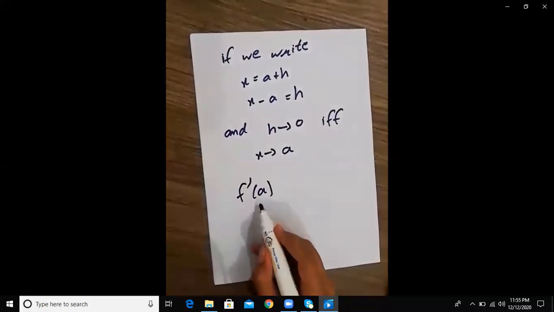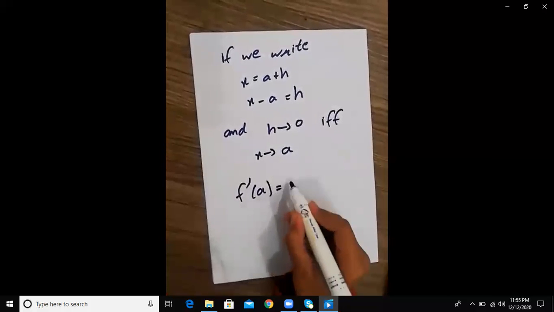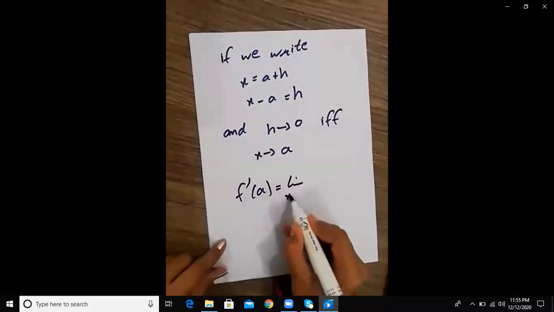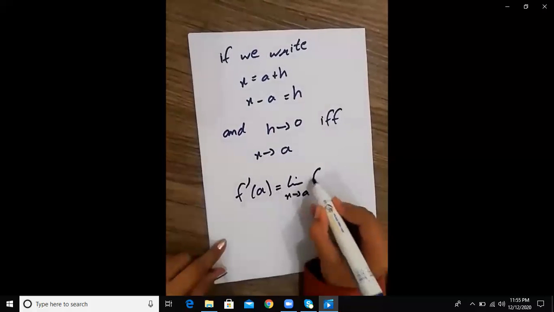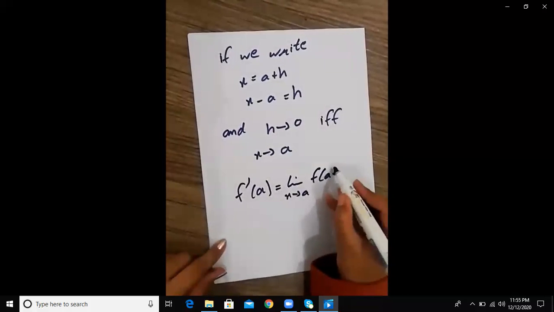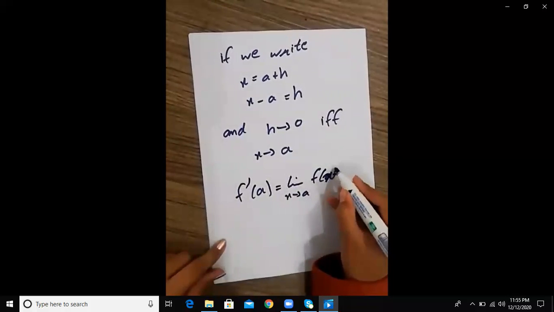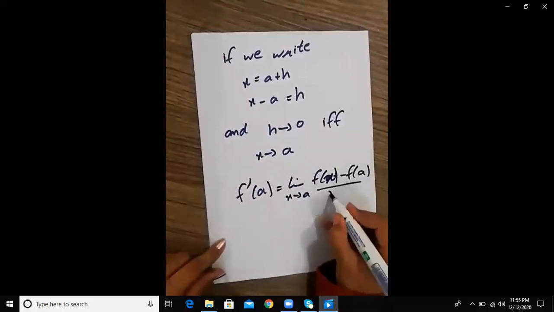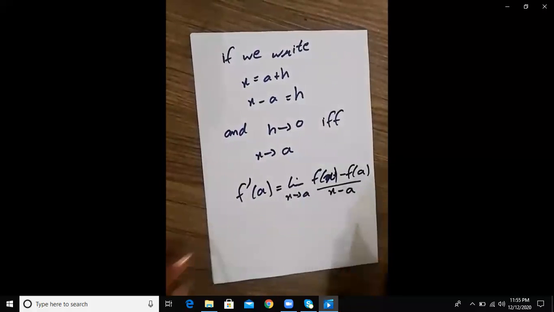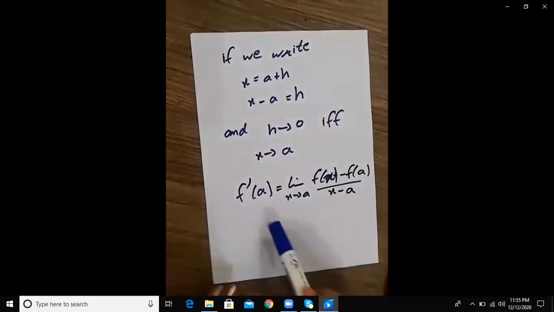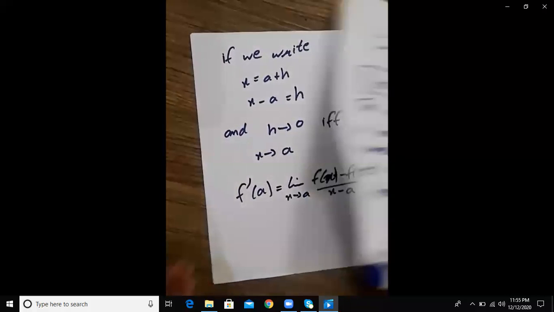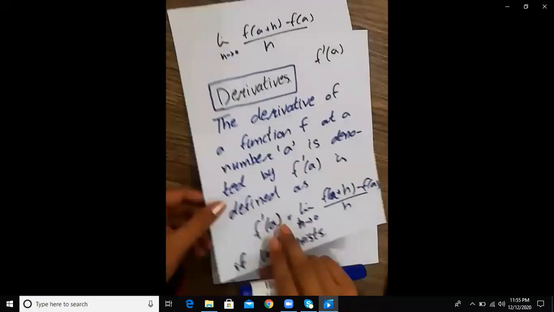So the derivative of the function f at point a will become the limit as x approaches a of f of x minus f of a over x minus a. This is the other notation for the derivative of a function at point a.